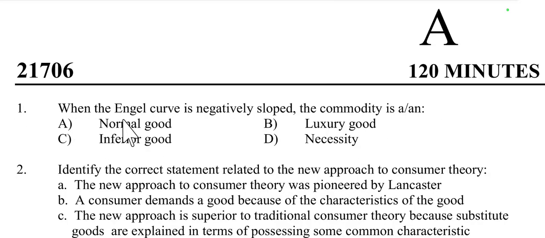First question is, when the Engel curve is negatively sloped, the commodity is: normal good, luxury good, inferior good, or necessary good. When the Engel curve is negatively sloped, it means the shape of the Engel curve is downward sloping. Engel curve means when income falls, quantity demanded for an inferior good rises. So when the Engel curve is negatively sloped, the commodity is an inferior or low quality good.